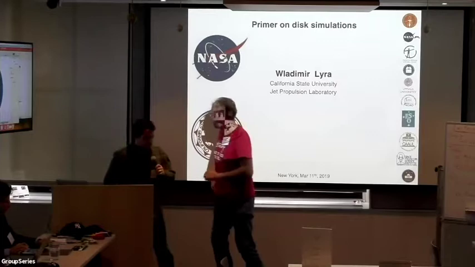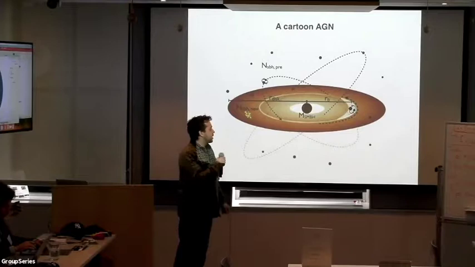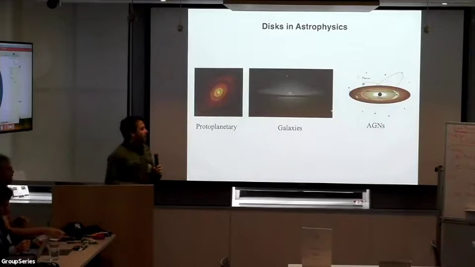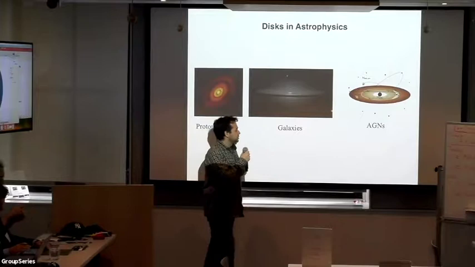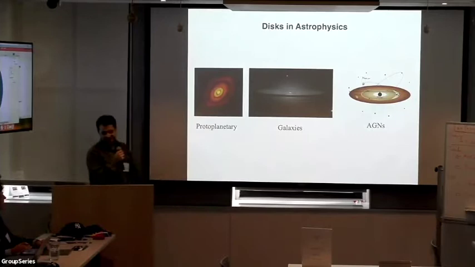So is this a primer on how to model disks? So this is the cartoon idea of AGN disks that was shown also before. I would say that in astrophysics we have three kinds of disks. The first are protoplanetary disks, the other one are galaxies, and the third one are AGN. And as you can see from this image, we do not have observations of AGN to the same type that we have from the other two cases.